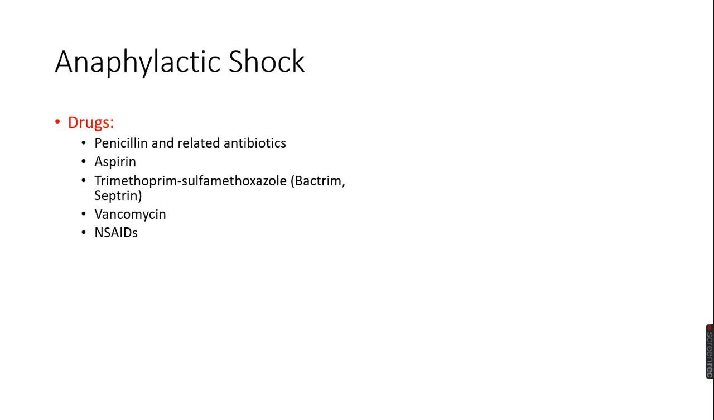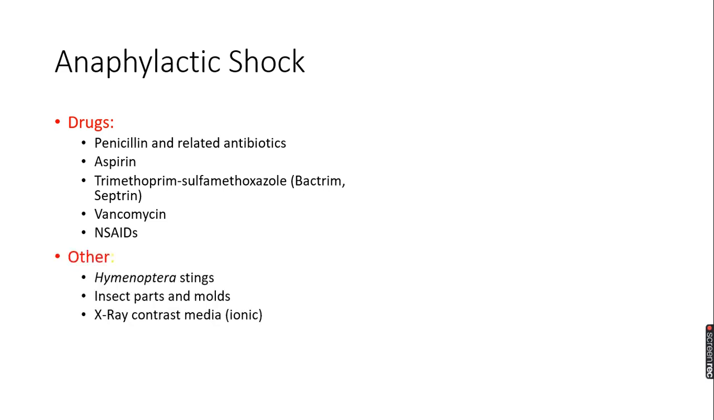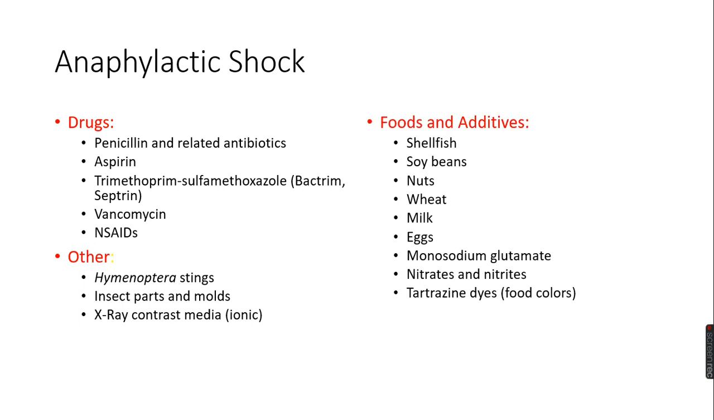Vancomycin causes a very famous syndrome in humans known as red man syndrome, and it's a form of hypersensitivity reaction to the drug. Other causes of anaphylactic shock include Hymenoptera stings, so we're talking about those stinging insects. We also have insect parts and molds, and X-ray contrast media, ionic. Most commonly, we have methylene blue. We also have foods and additives, so there's shellfish, soybeans, nuts, wheat, milk, eggs, monosodium glutamate, nitrates, nitrites, and tartrazine dyes.